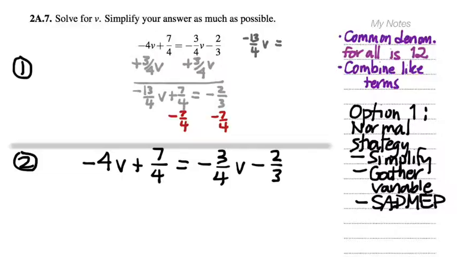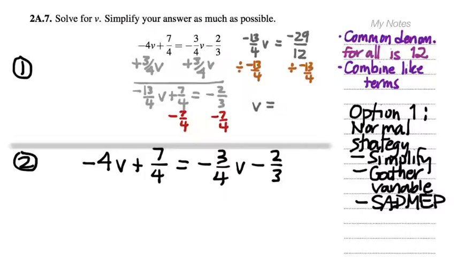That's going to be negative 29 over 12, I believe. And then to finish, to get the v by itself, I would just have to divide both sides by negative 13/4. Divide by negative 13/4. And then v would be all alone, which is great. It's exactly what we want.